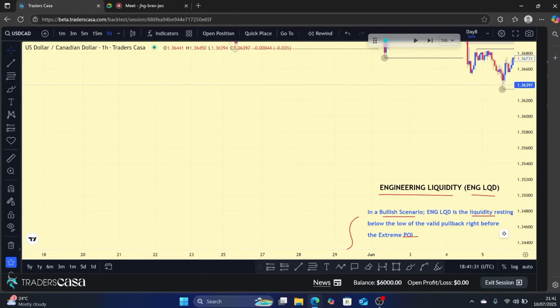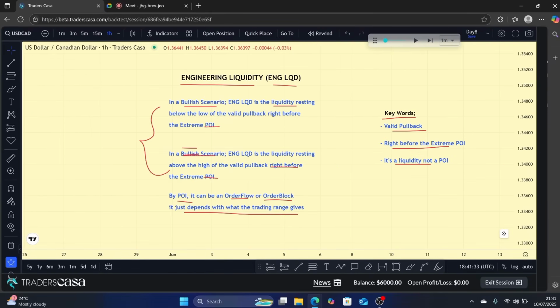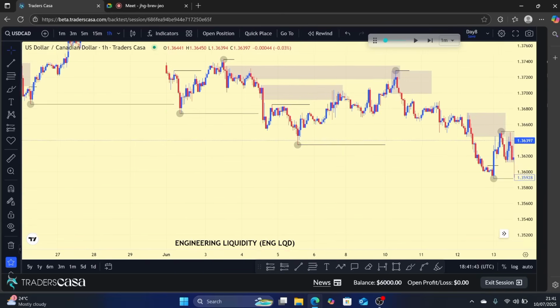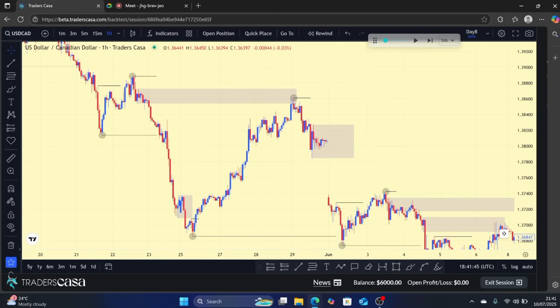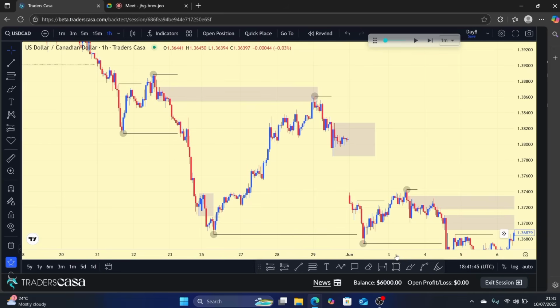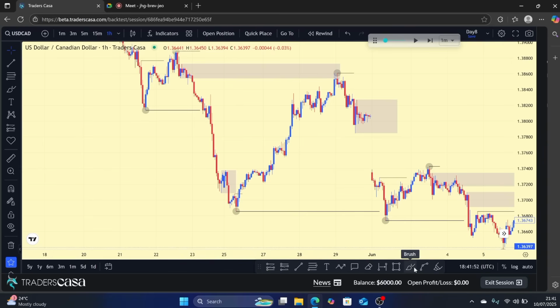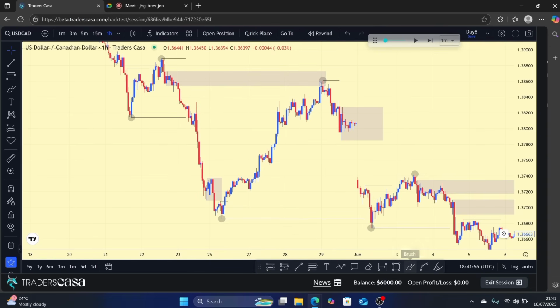As per the definition, in a bearish scenario, engineering liquidity is the liquidity resting above the high of the valid pullback right before the extreme POI. So back here again, this here is the valid pullback that is right before the extreme POI. The liquidity resting above here is what we call the engineering liquidity.